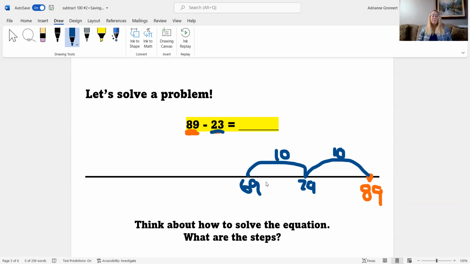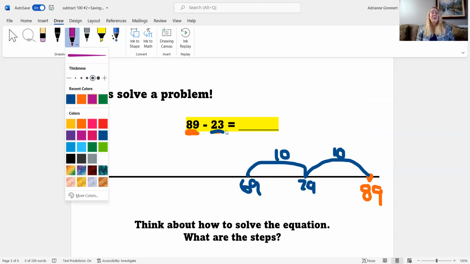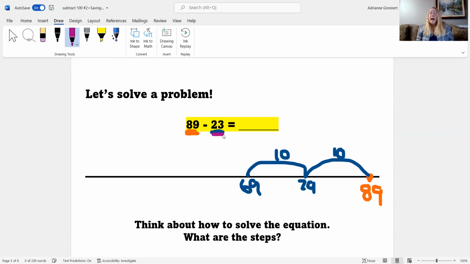Okay, now what do we do? Yes, we look at the subtrahend again, or the second number in the equation, and it's 23. 23 has 3 ones. So we make 3 small jumps backward to represent the ones. 1, 2, 3. And now we need to count to see where we landed. 69, 68, 67, 66. Look at that, 66. And then I can write that right into the equation.